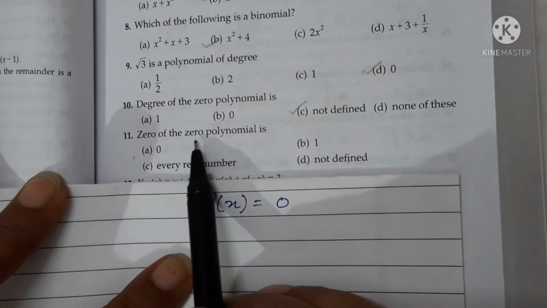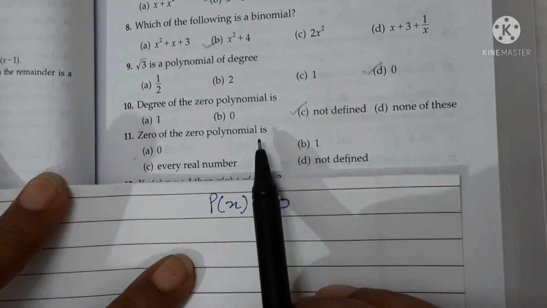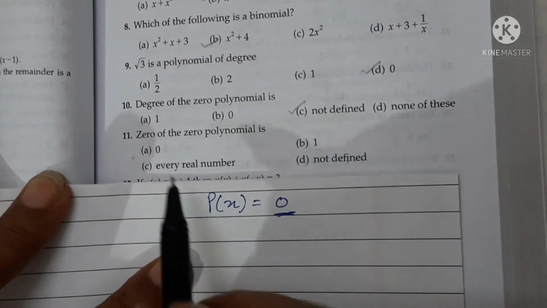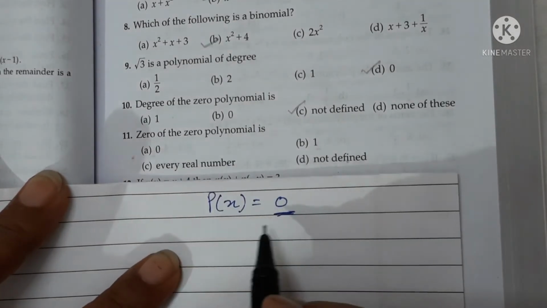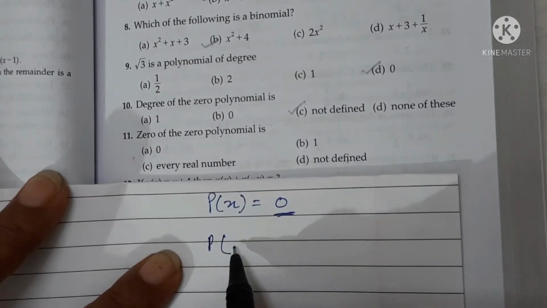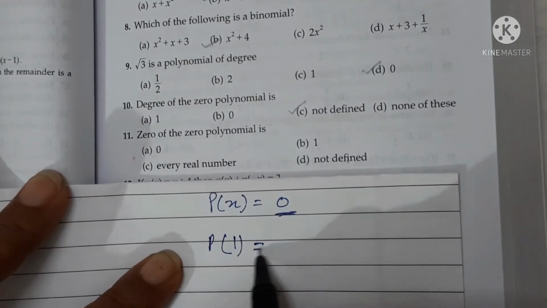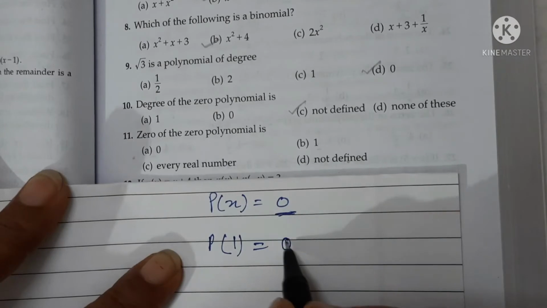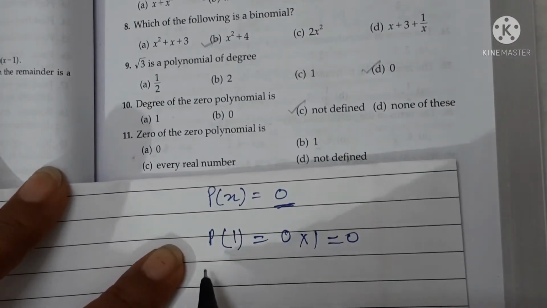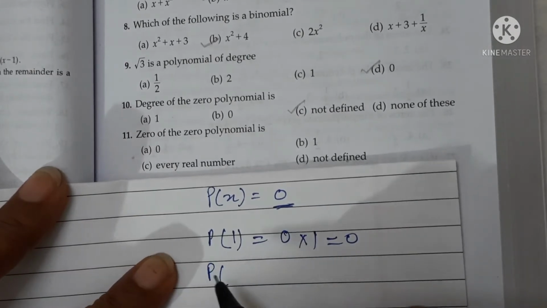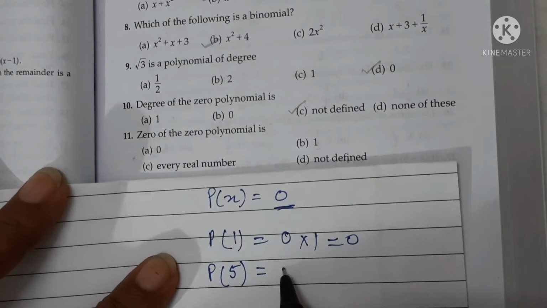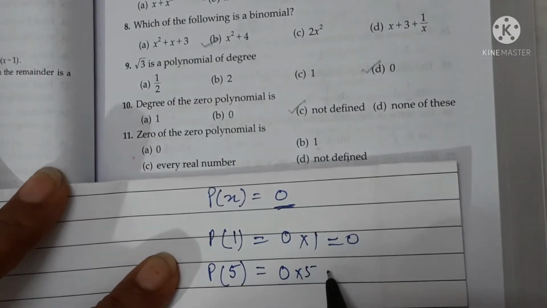Now next, zero of the zero polynomial is. This is the zero polynomial, and the zero of the zero polynomial: suppose you put here p(1), so you can write 0 into 1 is equal to 0. Suppose any value, p(5), so you will get 0 into 5 is equal to 0.